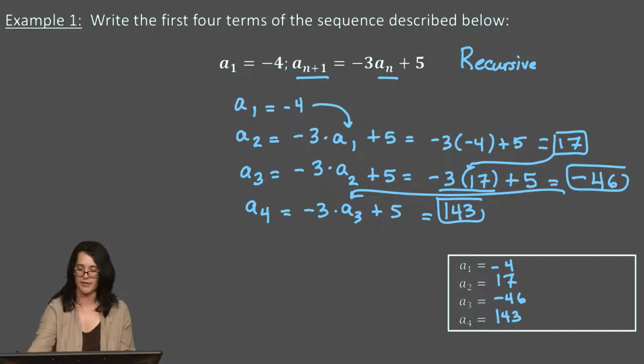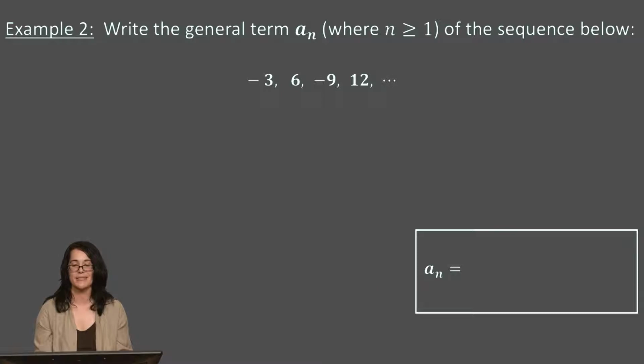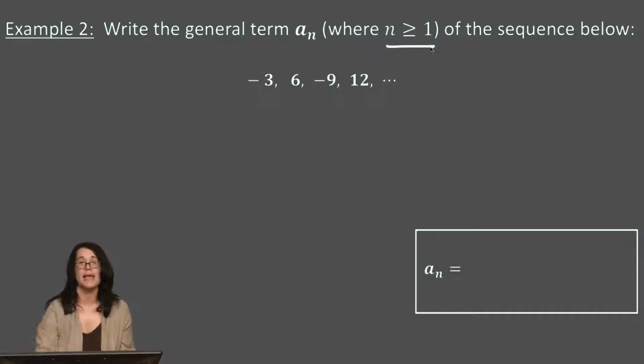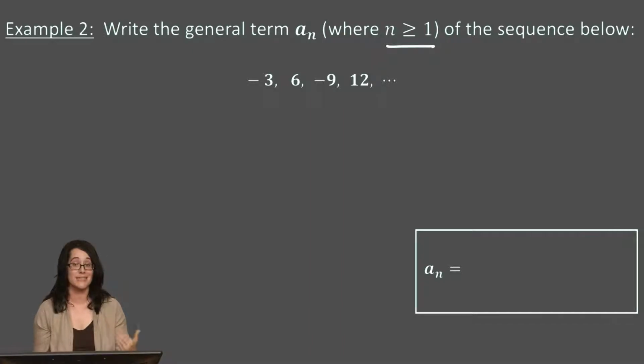Let's head over to another slide here, where we practice this time coming up with the term ourselves. So it says, can you write or can you describe the general term a sub n, where n starts at 1, n is greater than or equal to 1, for this sequence below? We start with the term -3, then we jump up to 6, then we go backwards to -9, and then we go back positively to +12.